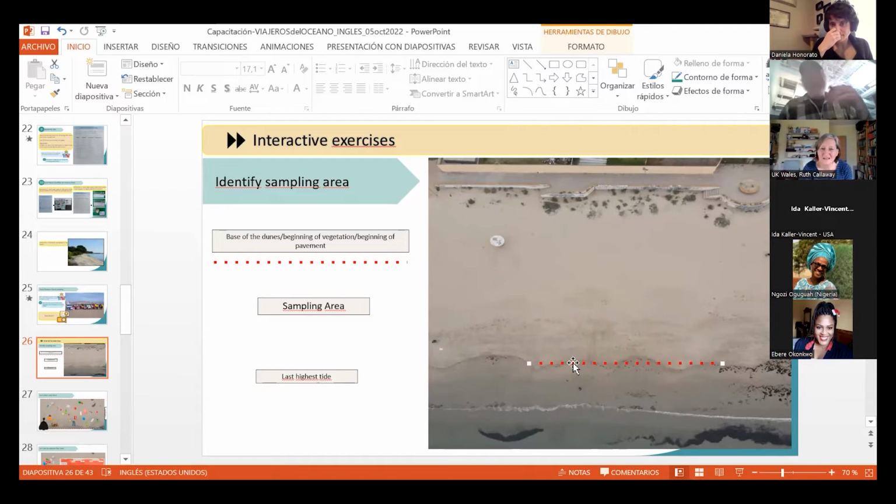So, okay, this is where the sand is still clearly wet, where the last waves washed the sand and left the last stuff that came. So this would be the last high tide line.